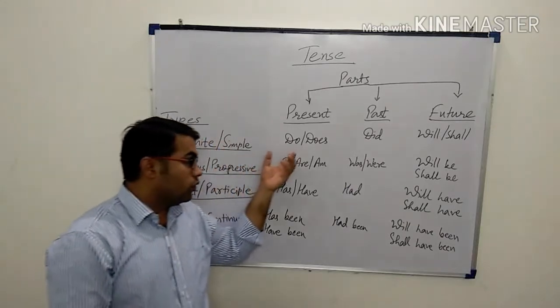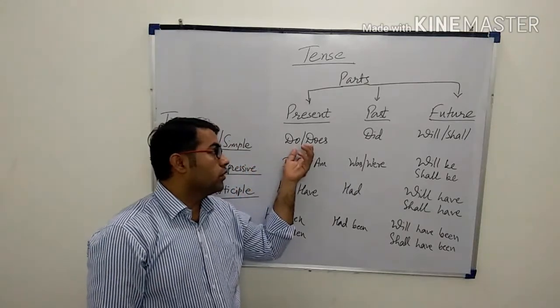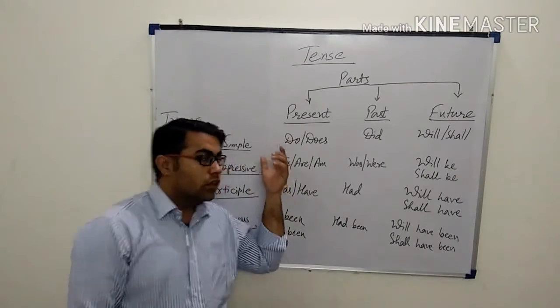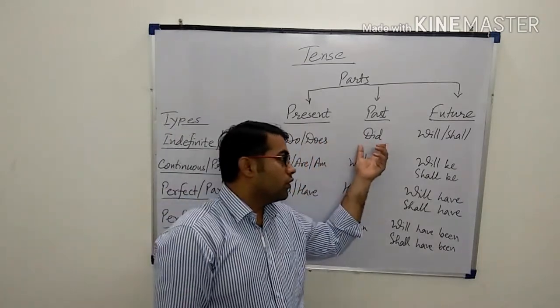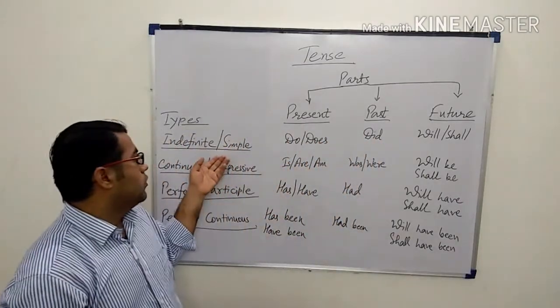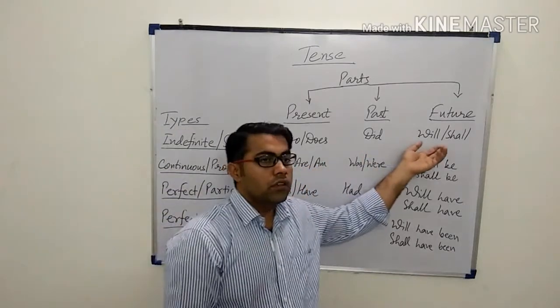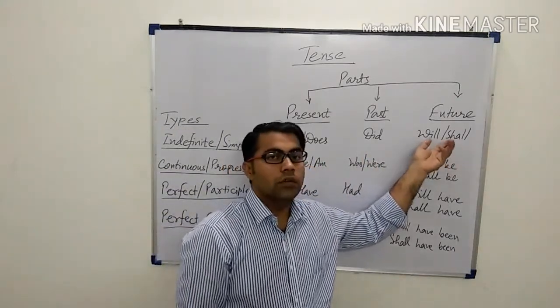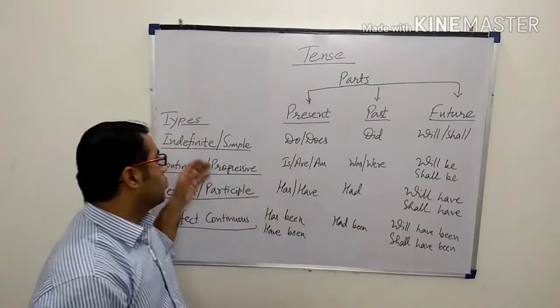If the works we do regularly in present time, that is present indefinite. If the works we were doing in past time regularly, then we use past indefinite. If we are sure that in future we will continue these habitual actions, then we use future indefinite.